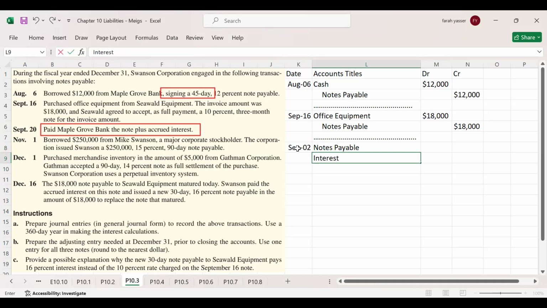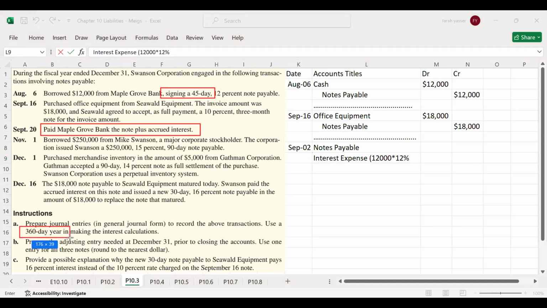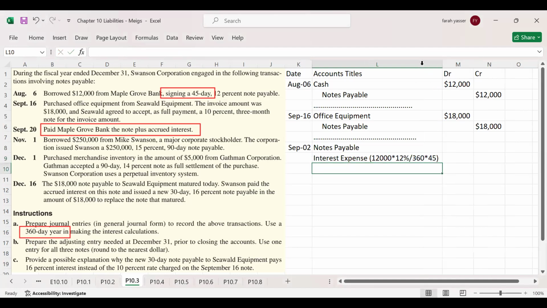The company recorded interest expense on it. So how are you going to calculate interest expense? The total note amount is 12,000, multiplied by the interest rate, which was 12%. Then convert the yearly rate into 45 days. The company is using 360 days a year. Generally, if 360 days a year is not given, then we can use 365 days. But in this case, 360 days a year is given. So we divide this by 360 days and multiply by 45 because we are calculating 45 days of interest.